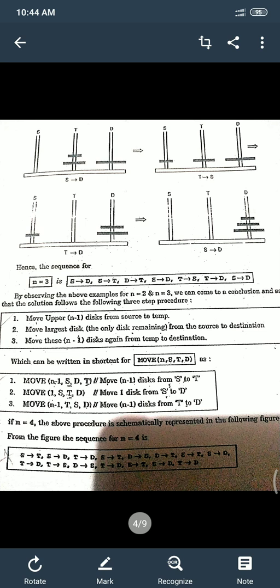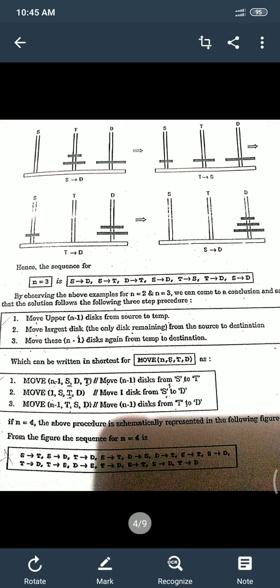So this can be written in function form as move(n, s, t, d). That is, the first step is move(n minus 1, s, d, t). Second step, move(1, s, t, d). Third step, move(n minus 1, t, s, d).